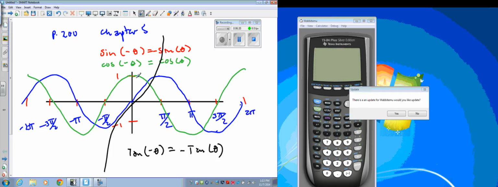And then when you do cosine, because it's symmetric, that green line is symmetric about the y-axis, it's going to be the same value as you go to the right as the same distance to the left.